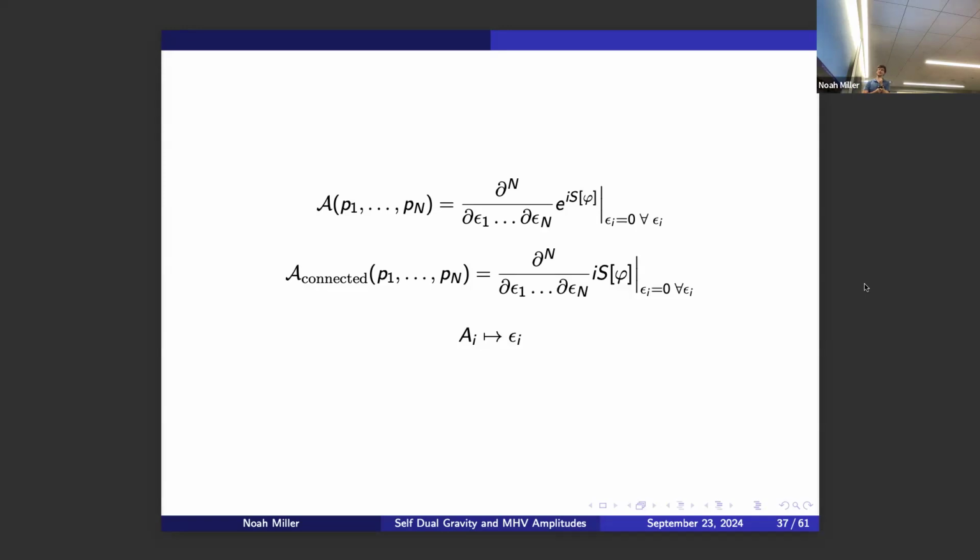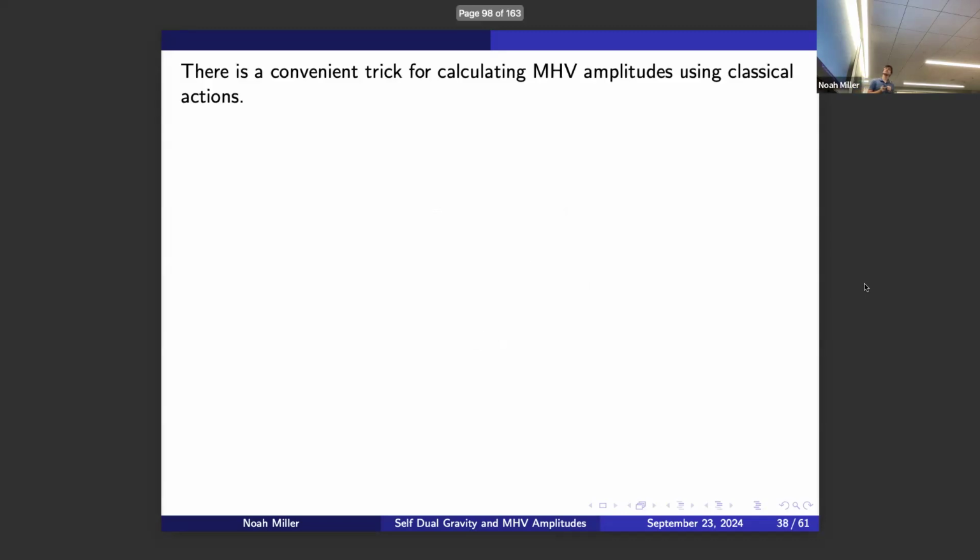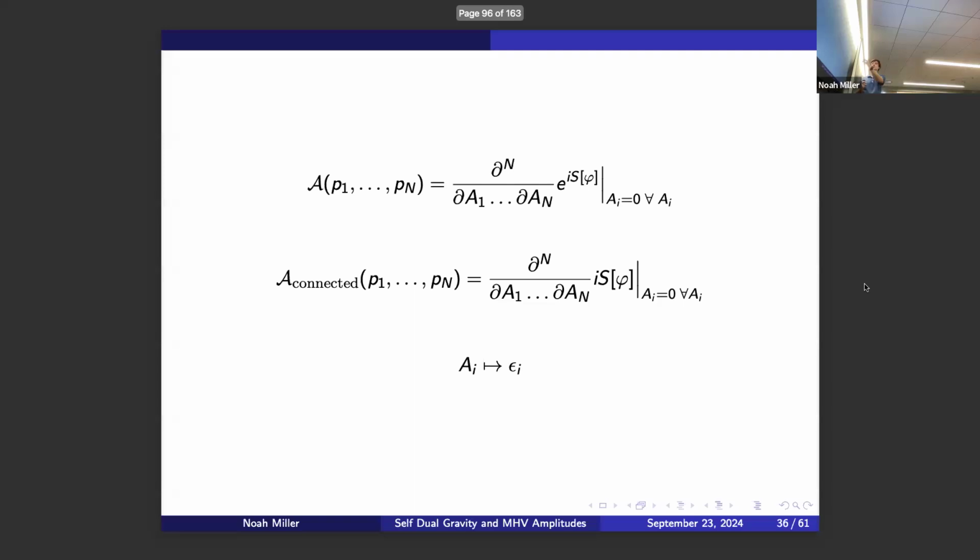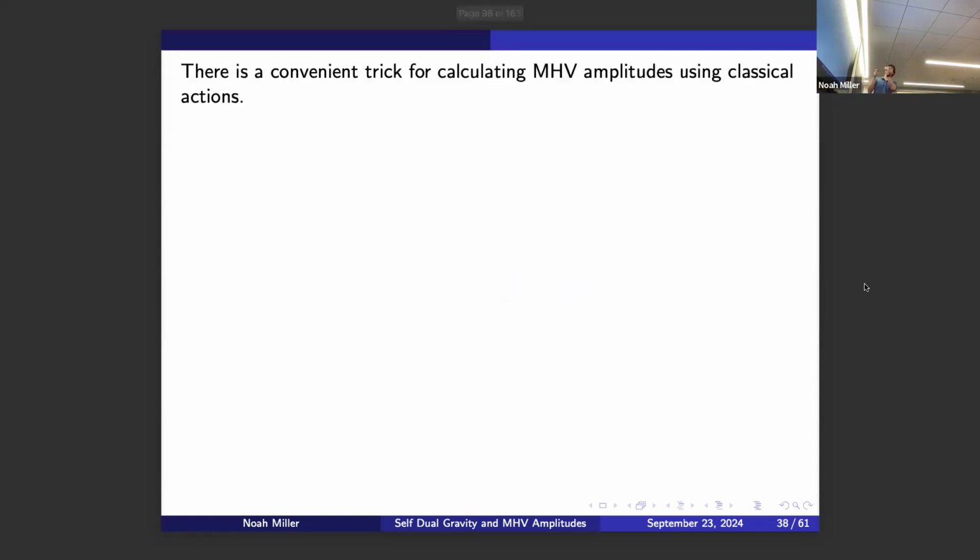So this is right. This is a relationship between on-shell actions and tree level amplitudes. So there's a convenient trick for calculating MHV amplitudes using classical actions. Right. So this can in general be a very complicated thing to compute, right? In the standard method, you would compute the perturbiner expansions using Feynman diagrams, and plugging that into the action can be quite painful. So you want to use this to your advantage somehow by doing something clever at some step. So here's how you can compute MHV amplitudes with classical actions.